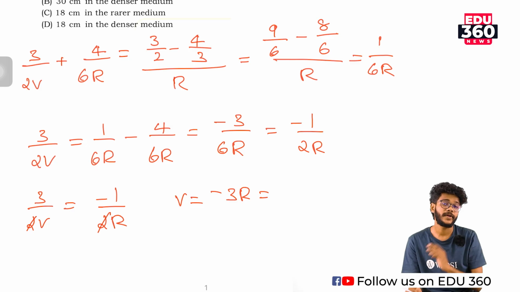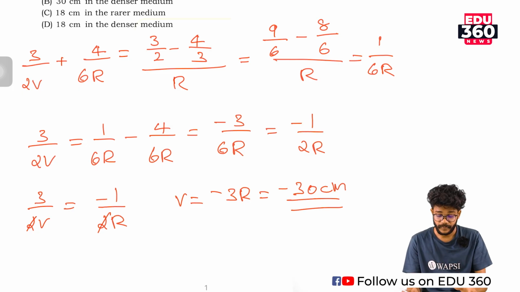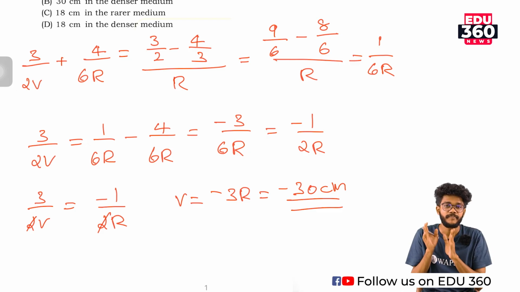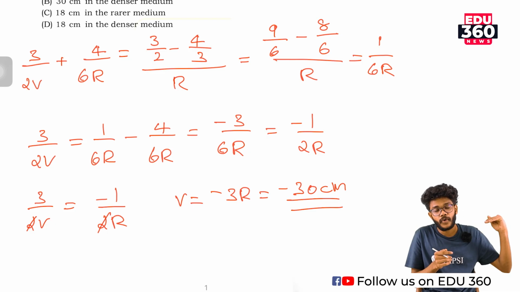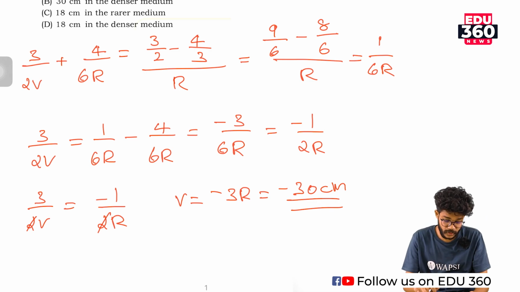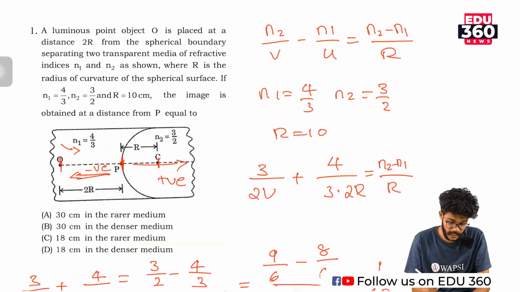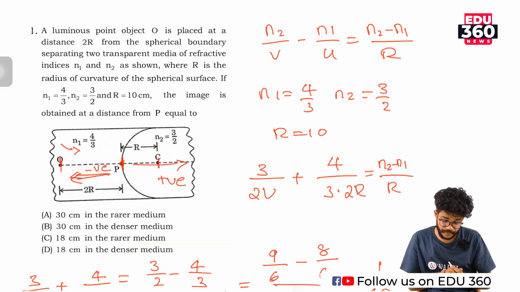Okay. So what is the value of r? R is given as 10 centimeter. So minus 30 centimeter is v, and that is the answer. And what's the sign of this answer? That is negative. The negative means it is on the left side of the pole, opposite to the direction of the incoming ray. So that means 30 centimeter from the pole, in the rarer medium or the denser medium?